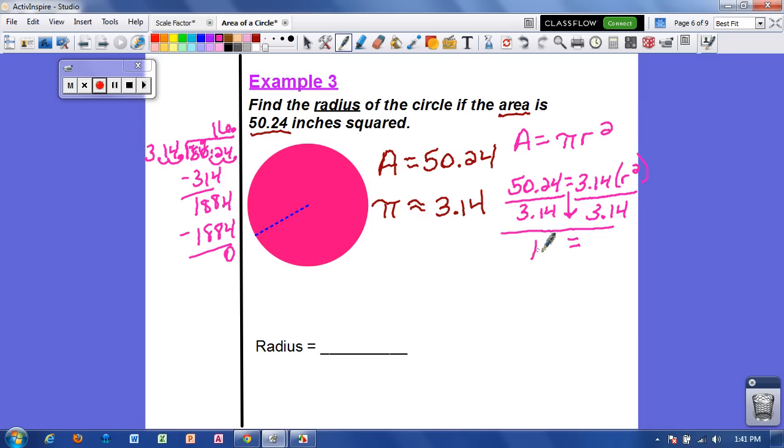So that means 16 equals r squared. So some number squared equals 16. So now I have to think, what is the square root of 16? I know my radius will equal the square root of 16. Well, we know that 4 times 4 is 16, so our radius equals 4. So our radius would be 4 inches.